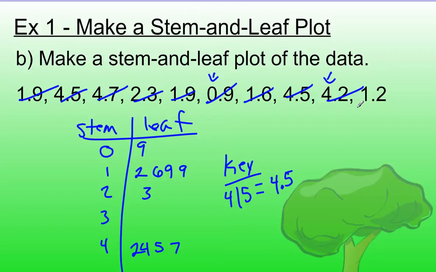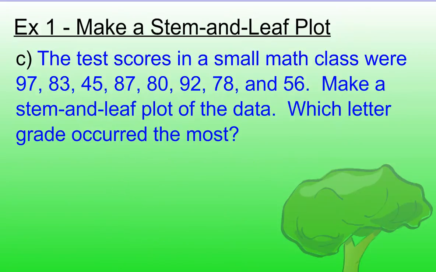Speaking of which, letter C for you. Go ahead, make your stem-and-leaf plot, and answer the question. It says the test scores in a small math class were 97, 83, 45, 87, 80, 92, 78, and 56. Make a stem-and-leaf plot of the data. Which letter grade occurred the most? Go ahead and do this now.